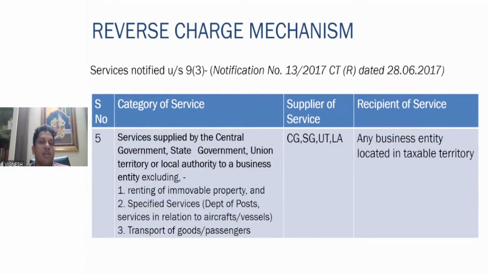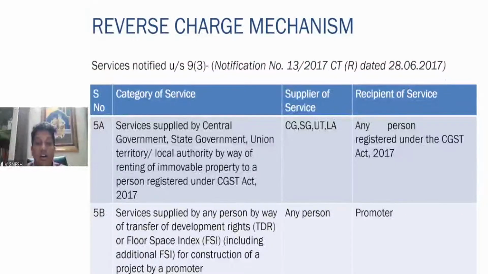The recipient of service is any business entity. Why is renting of immovable property not covered? Because renting of immovable property, it wanted to apply to any registered person. So that means if any renting of immovable property service is provided by central government, state government, union territory or local authority to a person registered under the GST Act 2017, then it shall be chargeable under the reverse charge basis.